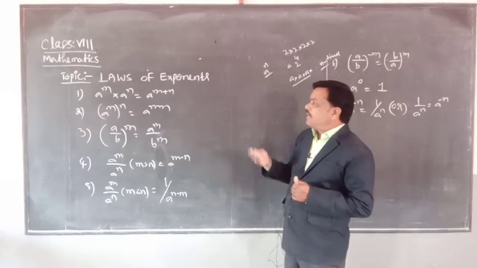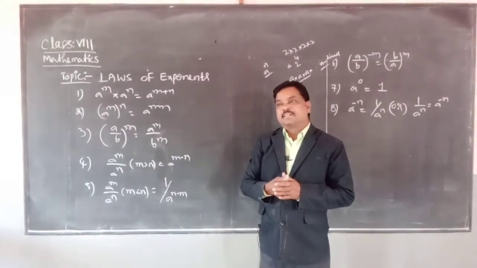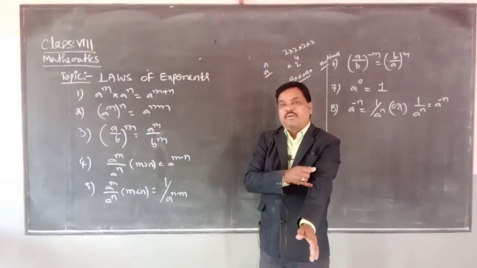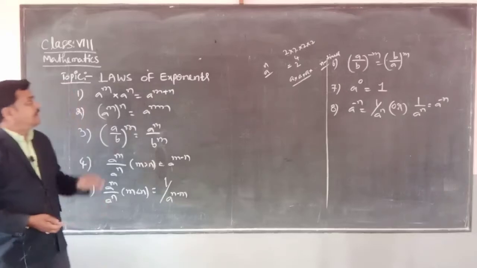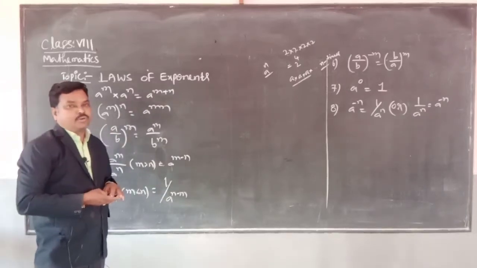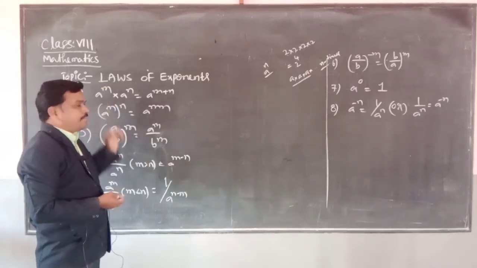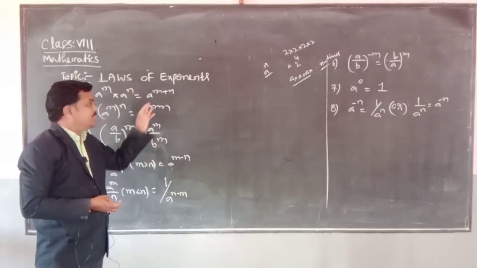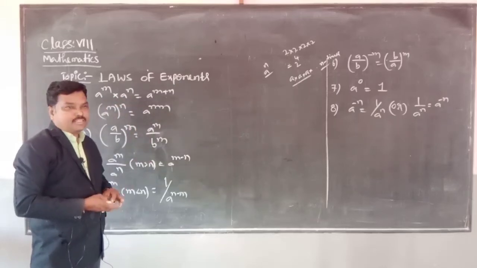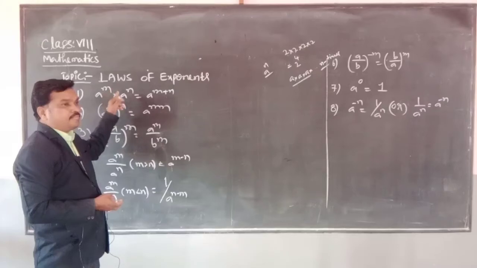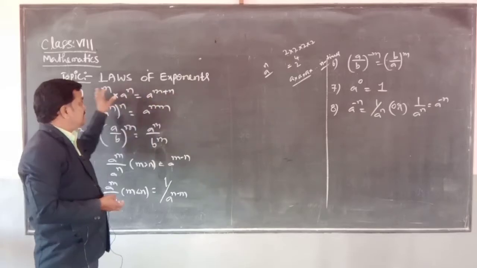Okay. Now the important topic in this is the laws of exponents, and how to write expanded form and standard form by using the laws. See, there are 8 laws of exponents. The first one is a to the power of m into a to the power of n is equal to a to the power of m plus n. This is the first law of exponents. Observe this law.